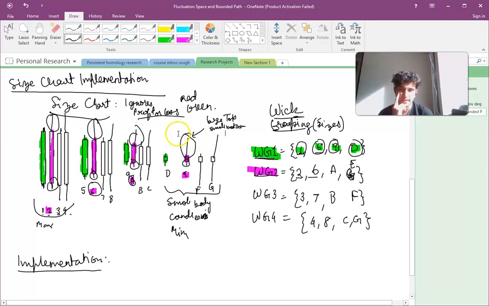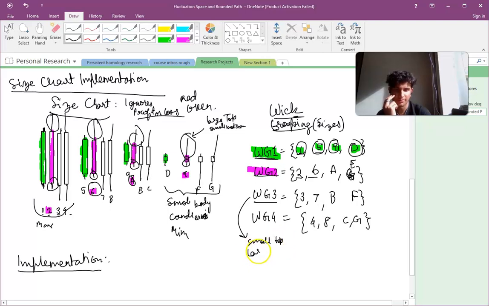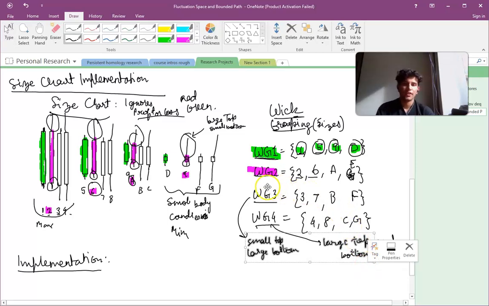So this is the structure that is available for us. Similarly, we construct WG3 with small top, large bottom, and WG4 is constructed with large top and bottom. Okay. So this is how we classify our wicks.